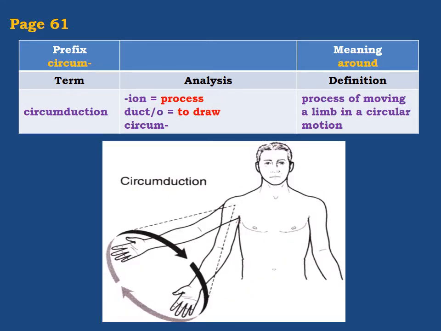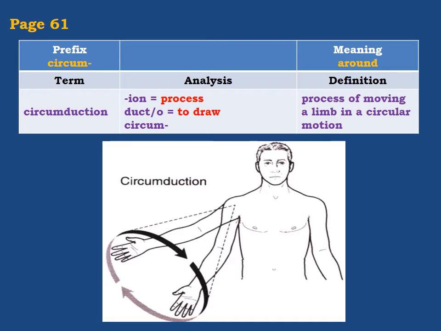Now the next prefix is circum. Circum, and it means around. See, from the prefix itself, we have circ, circle, circum. So it means something that goes around. Okay, the first term we have circumduction. Now, duction, you know the meaning of that. So, ion process, duct means to draw, and circum means around. So, the process of moving a limb in a circular motion.